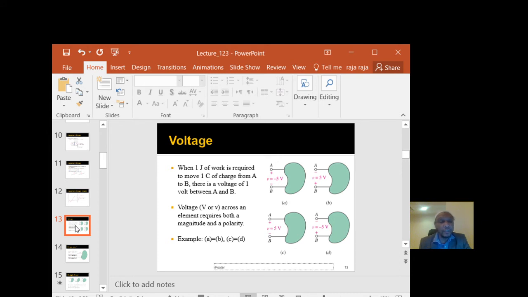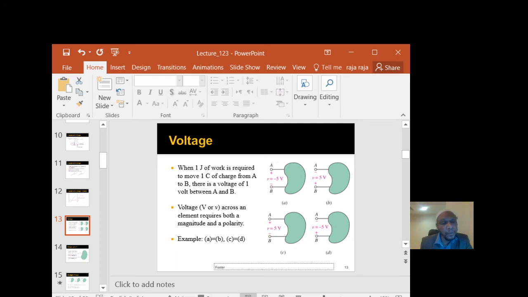So what is voltage? When 1 joule of work is required to move 1 coulomb of charge from A to B, there is a voltage of 1 volt between A and B. If you look at the figure on the right side, we have 4 figures: figure A, B, C, D. What is the definition of voltage or potential? When 1 joule of work is required to move 1 coulomb of charge from point A to point B.